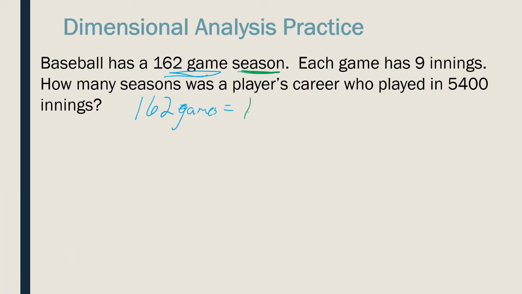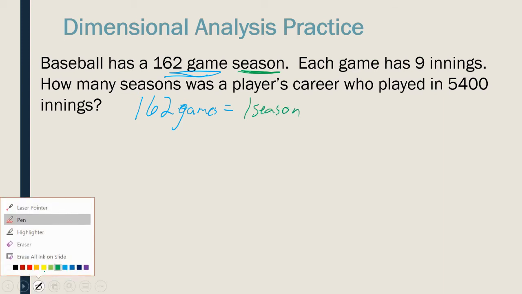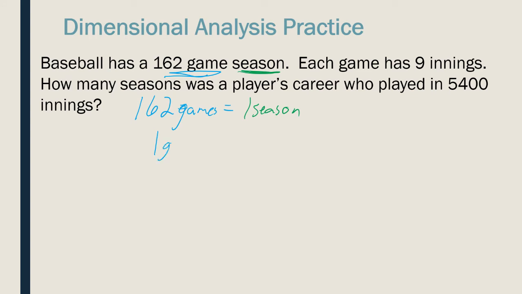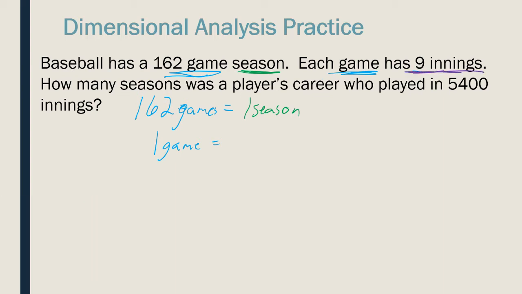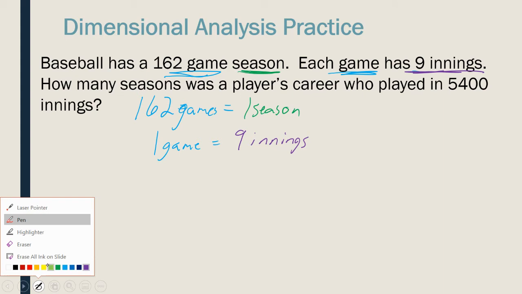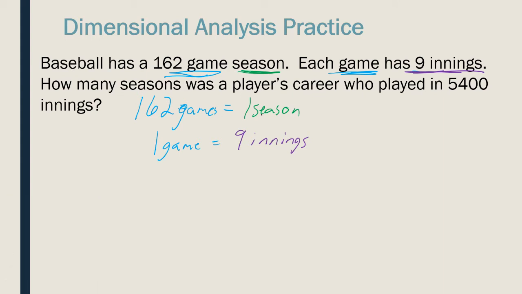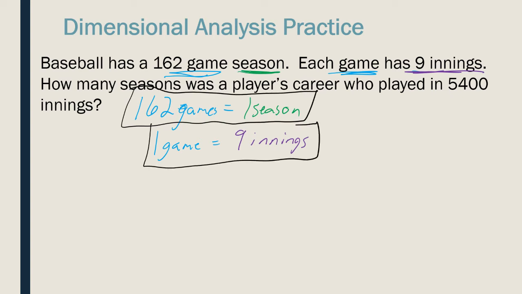The other thing we know is that one game has 9 innings. So each game has 9 innings, and I should change my color for the innings. So we'll go purple. So one game equals 9 innings. Those are our two dominoes, and they can go in either order. They could be 162 equals 1 or 1 equals 162, either way, as long as they're together and as long as these are together.